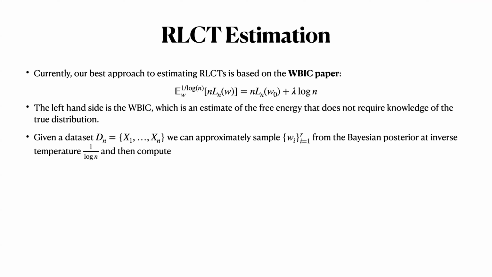Okay, so if we want to know lambda, we need to know these two quantities, right? This is an expectation of the posterior, so of course we have to approximate it by sampling. And we need to know this other quantity.